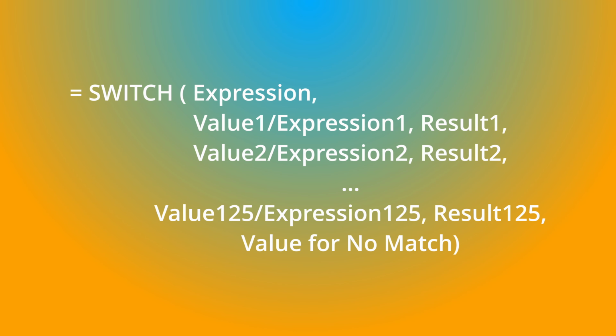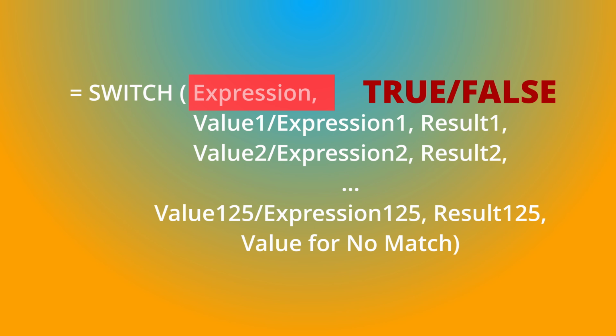So, the switch function's syntax is like this: equal sign followed by switch, parenthesis, expression, value 1 or expression 1, its result. Now one can write a series of values or expressions followed by results. Remember, the series can't be longer than 125 elements. The function ends with the value if no match is found. Close parenthesis. In the switch function, the first parameter is an expression. This expression could be a cell reference, a logical expression, a Boolean value, a math expression, etc.